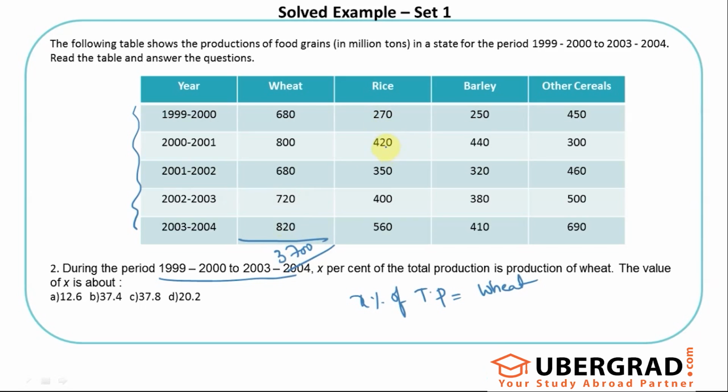270 plus 420 is 690. 690 plus 350 is 740. 1040, 1440, 2000. 250 plus 440 is 690. 710, 1010, 1090, 1390, 1800. 750, 810, 1210, 1710, 1710, 1800 plus 600 is 2400. Right? These are my individual sums.